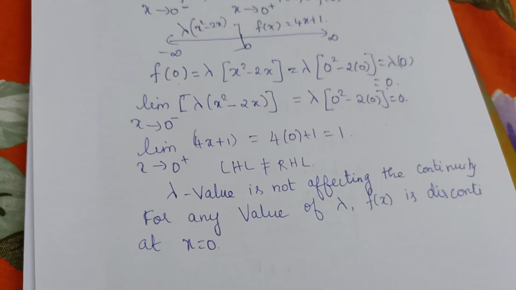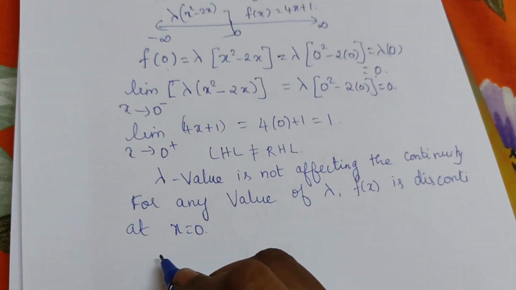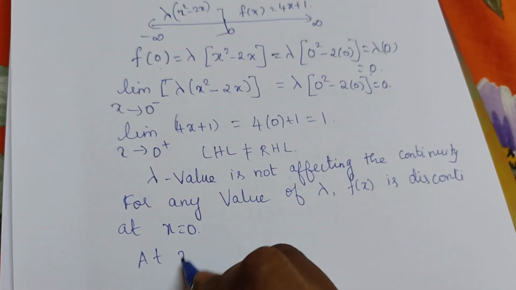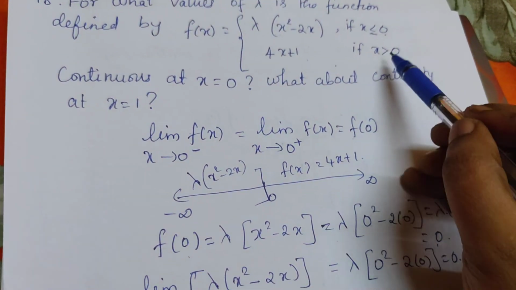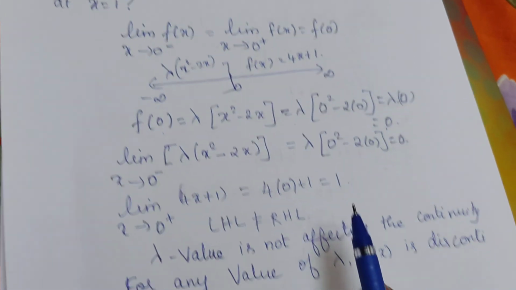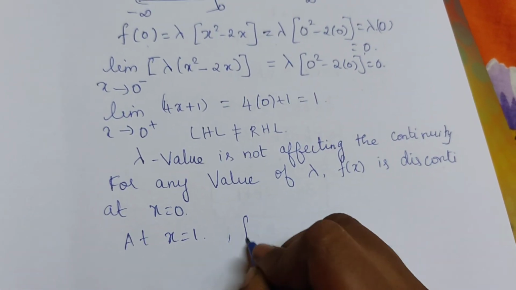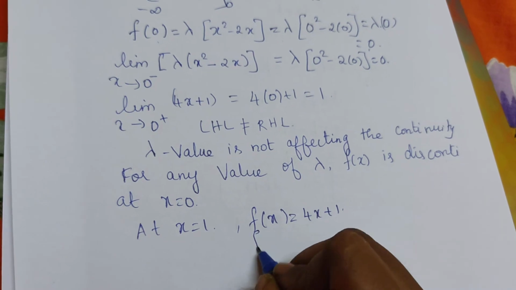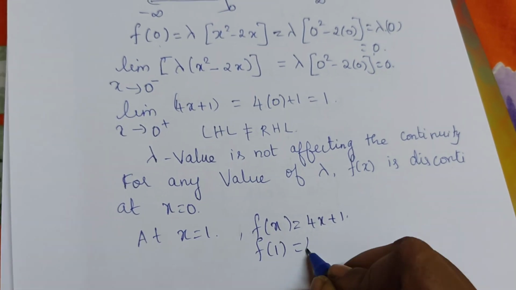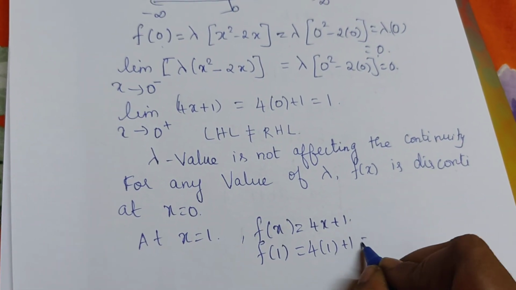Okay. Now we will discuss the continuity at x equal to 1. When the value of x equal to 1, the function will be 4x plus 1. So f of x will be 4x plus 1. We will know the functional value. F of 1 will be 4 into 1 plus 1, which is 5.